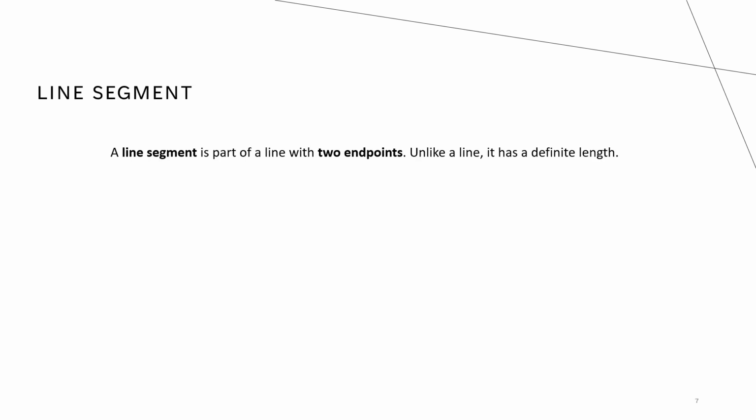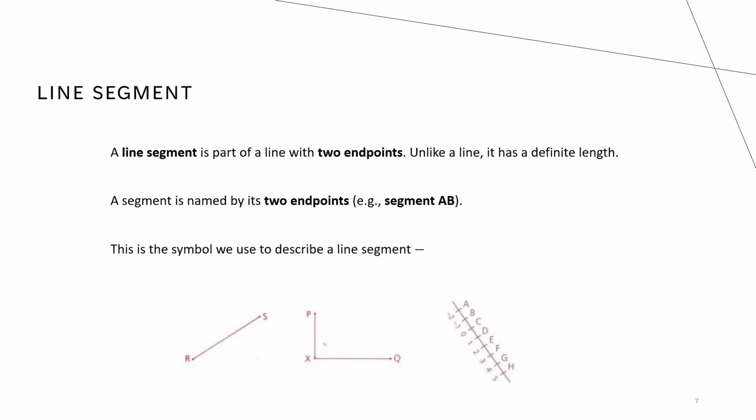A line segment is part of a line with 2 endpoints. Unlike a line, it has a definite length. A segment is named by its 2 endpoints, for example, segment AB. This is the symbol we use to describe a line segment.